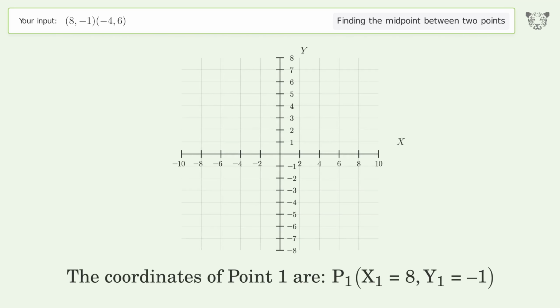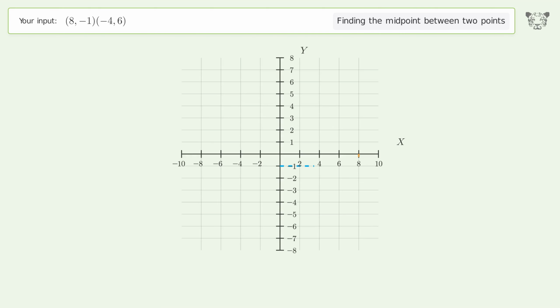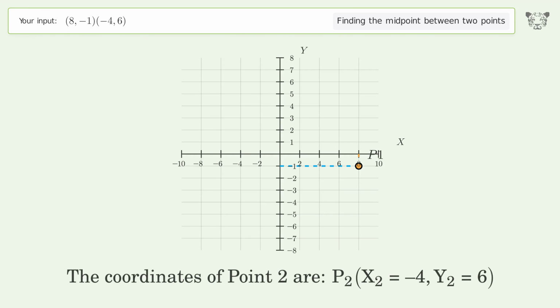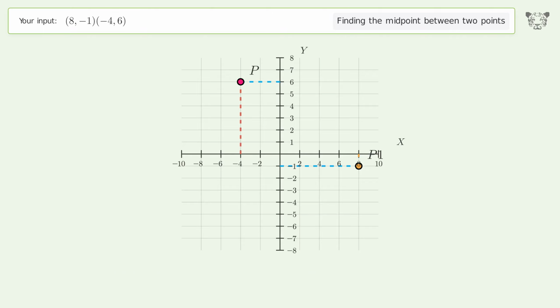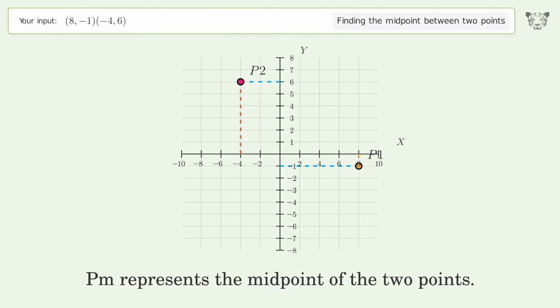The coordinates of point 1 are x1 equals 8, y1 equals -1. The coordinates of point 2 are x2 equals -4, y2 equals 6. PM represents the midpoint of the 2 points.